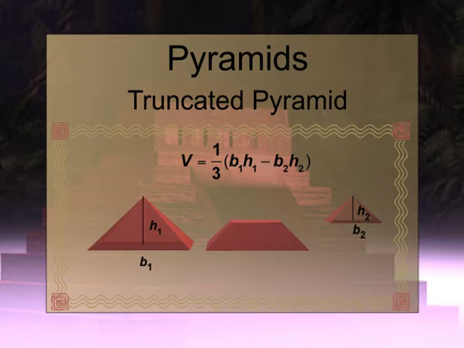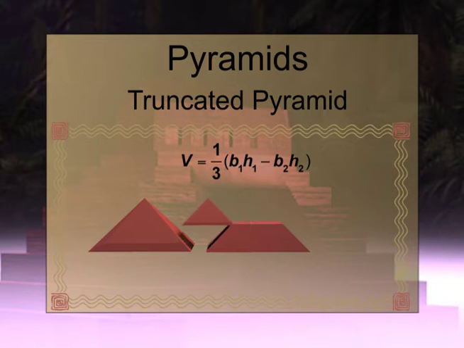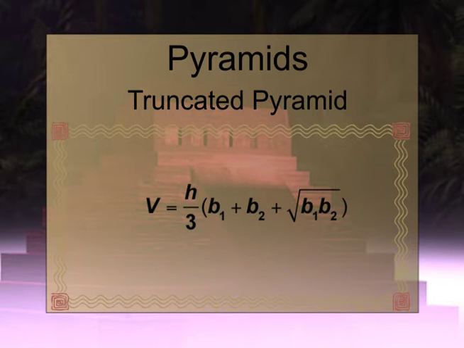But the smaller pyramid is proportional to the larger one. Both heights are collinear. The sides of the smaller one overlap the larger one. Most important, the bases of the pyramids are on parallel planes. This results in the formula V equals h over 3 times the quantity B1 plus B2 plus the square root of B1 times B2. But even this formula assumes that the truncated pyramid has a smooth surface.